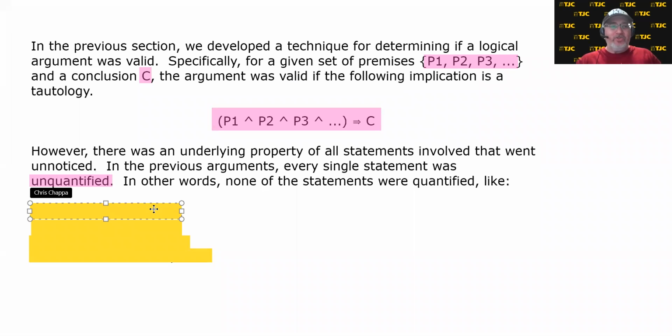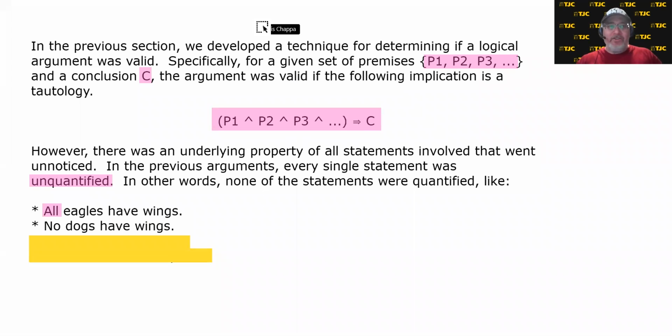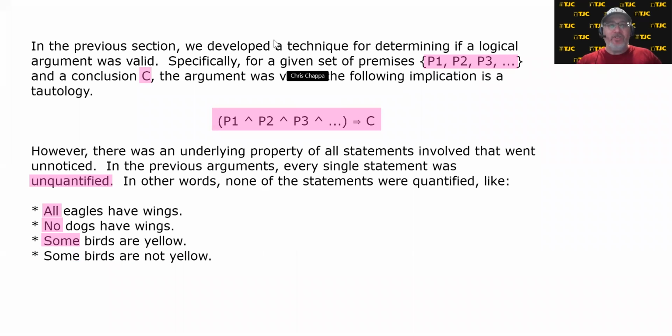Examples of quantified statements are things like, all eagles have wings, with the quantifier being the word all, which quantifies the number of the subject that has that property. Or something like, no dogs have wings. In this case, the quantifier is the word no, stating how many dogs have wings. Or something like, some birds are yellow, in which case the quantifier is the word some, because it indicates the number of birds that are yellow, or a general number, not a specific number. Or something like, some birds are not yellow, which is also quantified with the word some.